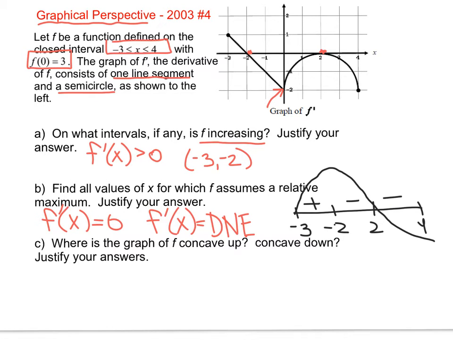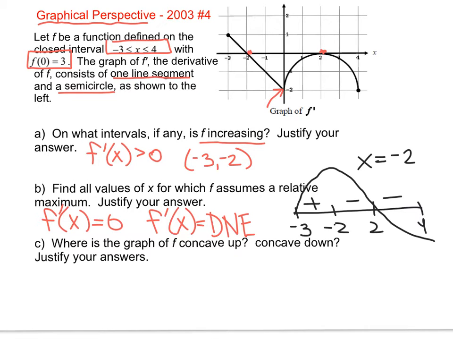So you can see we have a maximum at x equals negative 2. And our justification would be, since f prime of x is equal to 0 at x equals negative 2, and f prime of x changes sign from positive to negative, we therefore have a maximum.